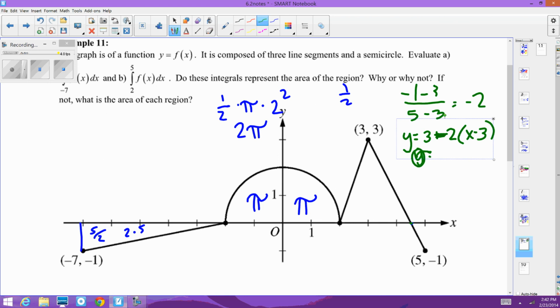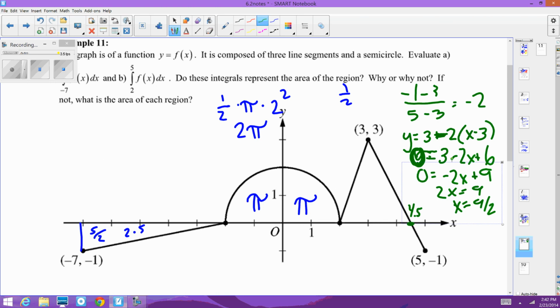Let's see. I'm trying to find out where that's 0 so I can find the value of that point. So 3 minus 2x plus 6, -2x plus 9. So 2x equals 9. X equals 9/2. It looks like it was 4.5, but now we know it definitely is 4.5. It's worth checking that so you don't mess up your whole problem.